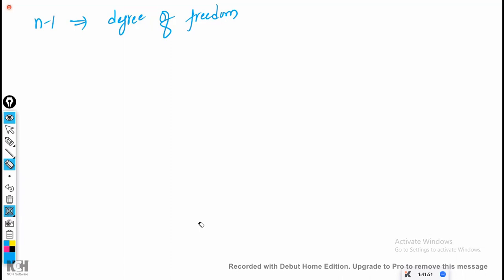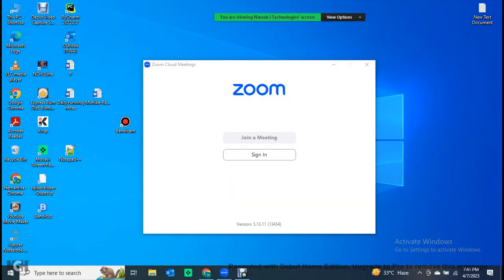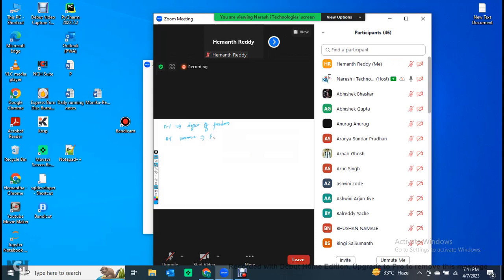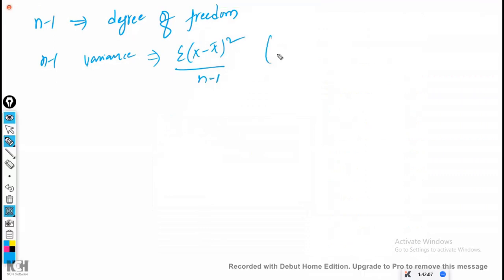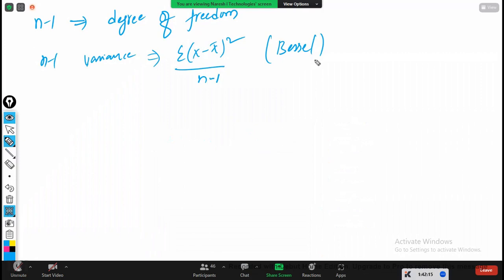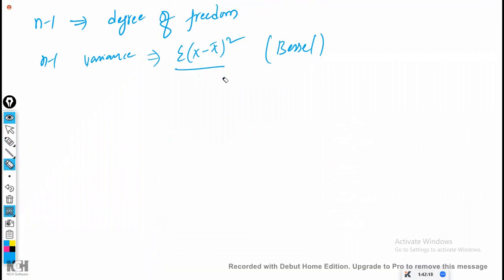Now, this n minus 1 logic we have to apply in the variance, that is sigma of x minus x bar whole square. Instead of considering n, you have to go with n minus 1. This was told by the statistician called Bessel. Before that, everyone used to consider small n only. He said that you should not consider n; we have to consider n minus 1. That is the reason it is called Bessel correction.